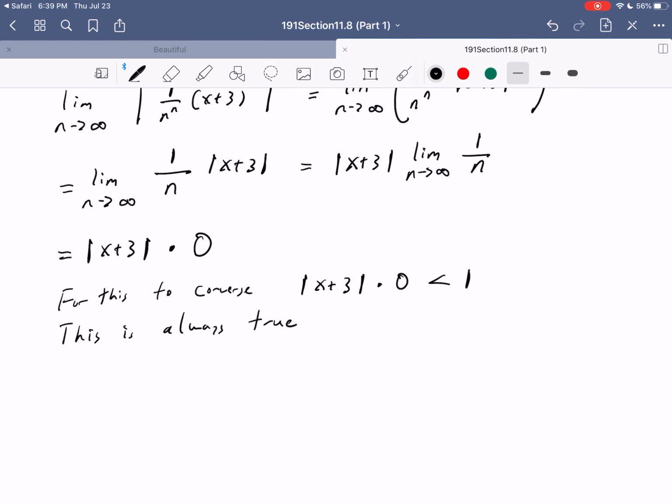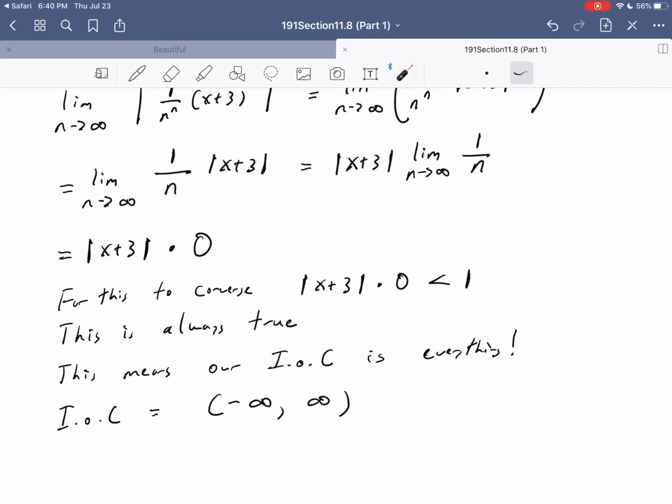So what does this mean? Well, this means our interval of convergence is everything. It doesn't matter what x we pick, no matter what x we pick, this will always work. So how do we write everything, or all real numbers, as an interval? Well, that means our interval of convergence here would be negative infinity to positive infinity. It would be all real numbers.